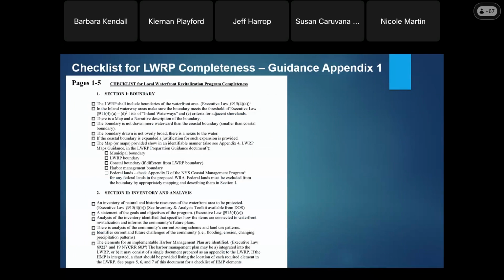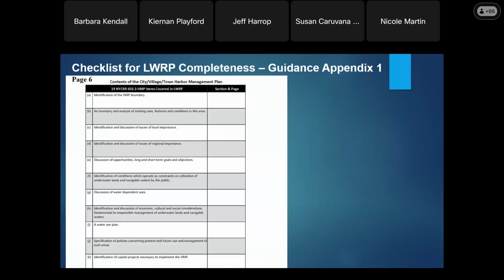So then next we have a checklist for LWRP completeness. This is actually included in the guidance document, which was recently released to all participants. And we do want to make sure that this is utilized because it has all the requirements of Article 42. And you can go through and again, check off as you're completing each of those requirements. So it even includes the requirements of the Harbor Management Plan, which is included also in the guidance document.